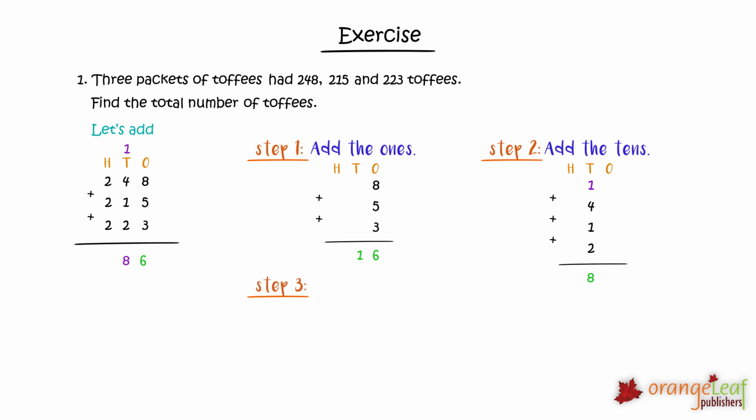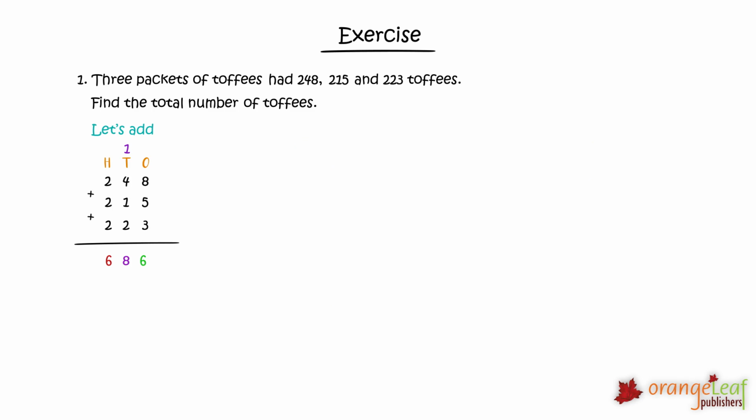Step 3. Add the hundreds. 2 plus 2 plus 2 is equal to 6. Write 6 in the hundreds place. The sum is equal to 686 toffees.